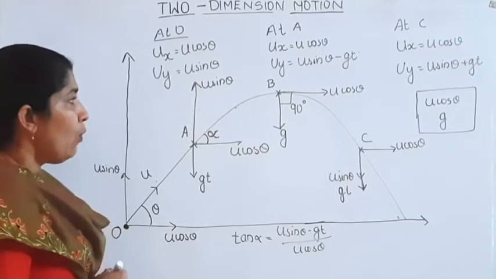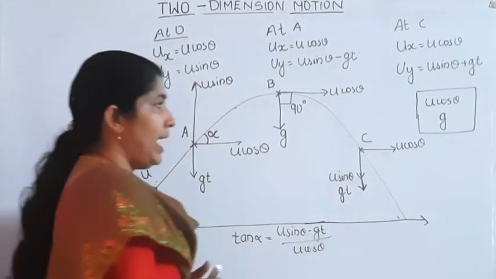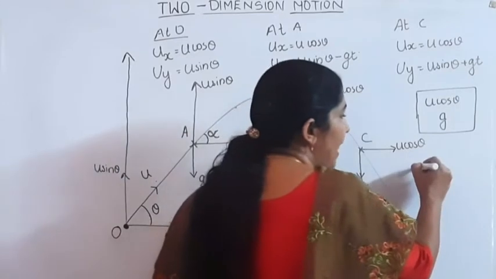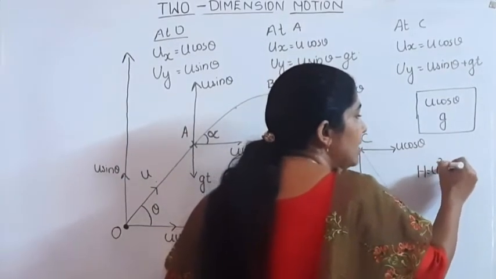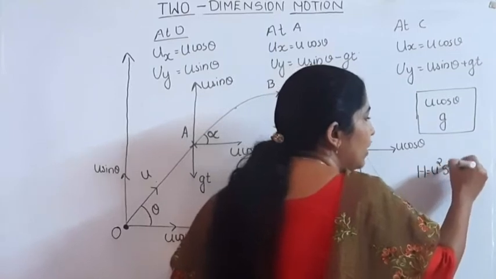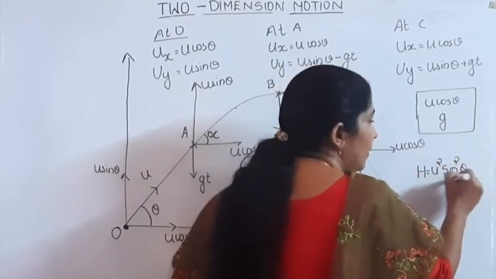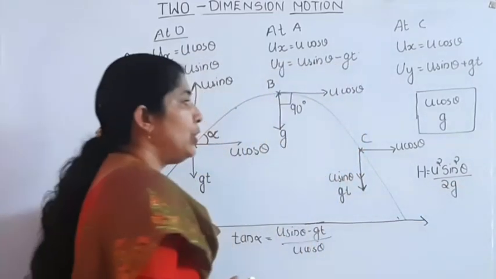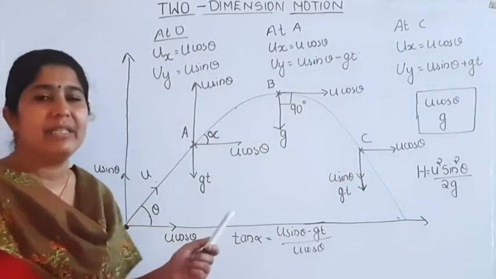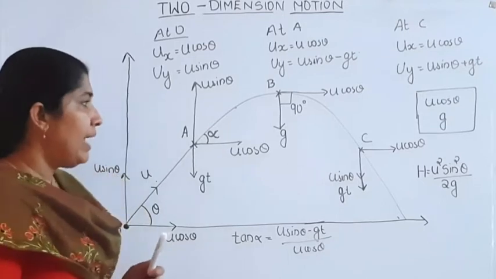Okay, now what's the equation for the maximum height? The equation for the maximum height is h is equal to u square sine square theta divided by 2g.